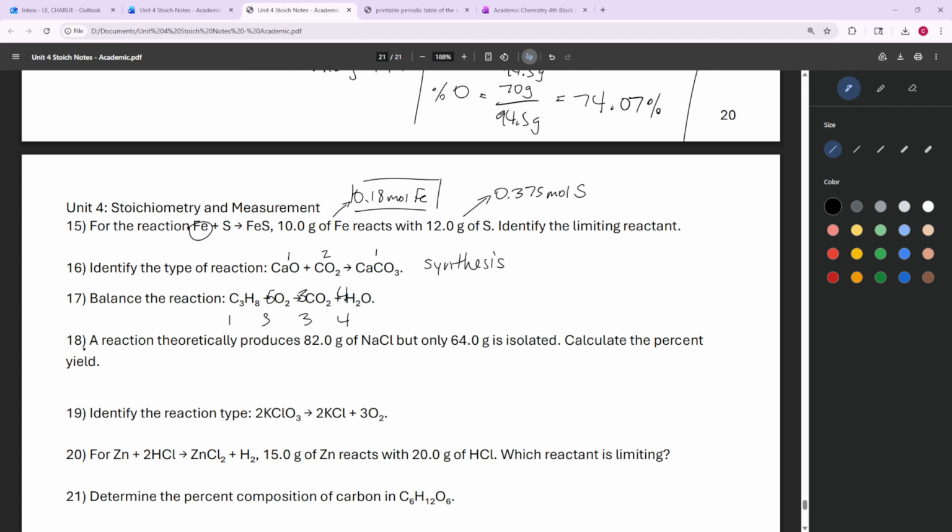Okay. The reaction theoretically produces 82 grams of sodium chloride, but only 64 are isolated. So the percent yield should be what you actually got, which is 64 grams, divided by what you theoretically should get, 82 grams, expressed in terms of a percentage. 64 divided by 82 times 100, that'll be 78.05%.